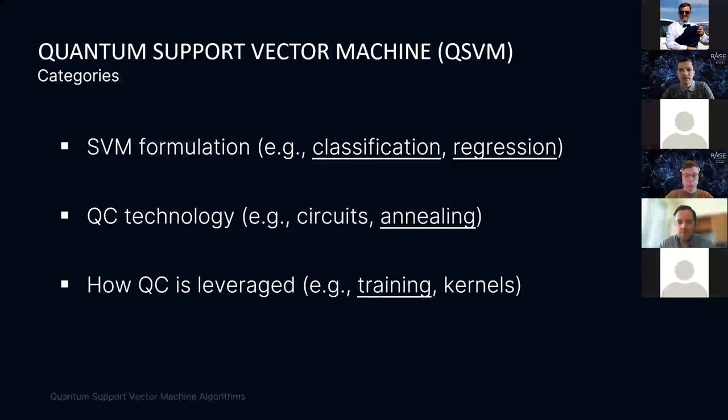In the literature, we can distinguish a quantum support vector machine according to these categories. Which is the classical SVM algorithm we are considering, which, for example, are the SVM for classification or the SVM for regression, which quantum computing technology we are using, and how we are formulating it. So if we are formulating the algorithm in terms of gates and qubits, or in terms of a problem to be solved, an optimization problem to be solved with annealing. And another key aspect is what we are doing with this quantum computing technology. So what are the benefits it brings to our algorithm?